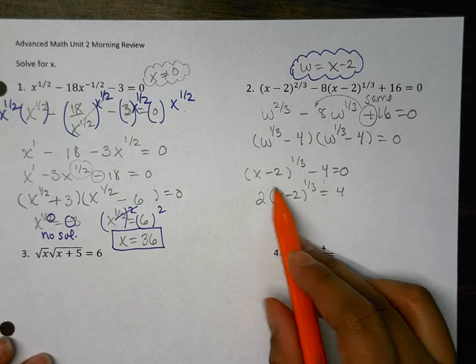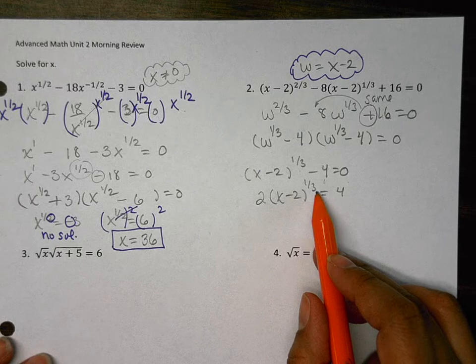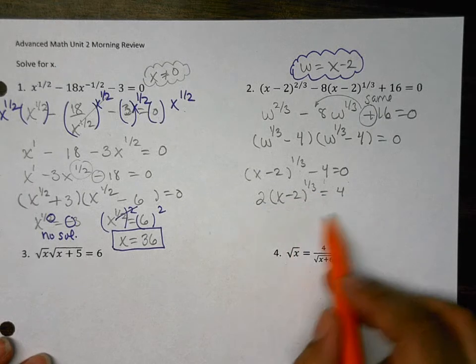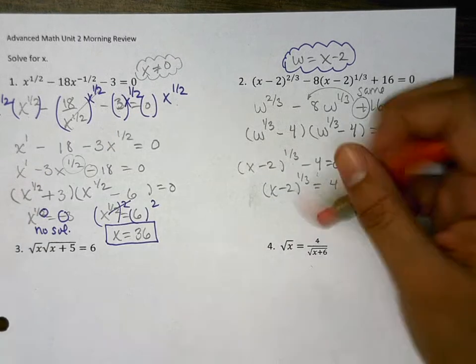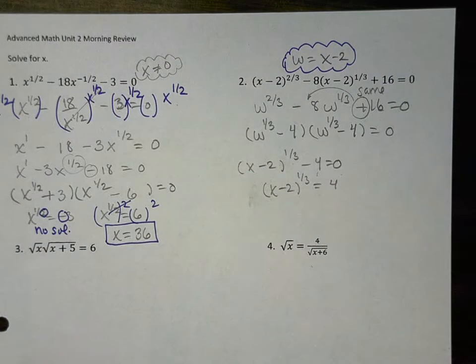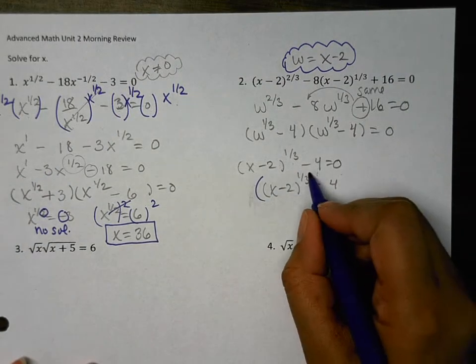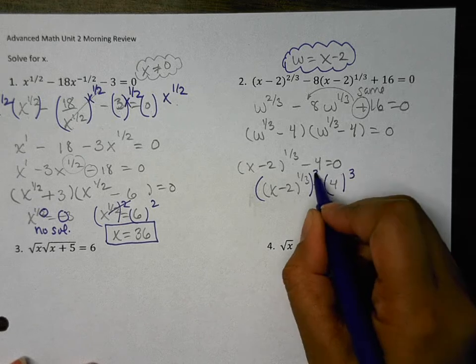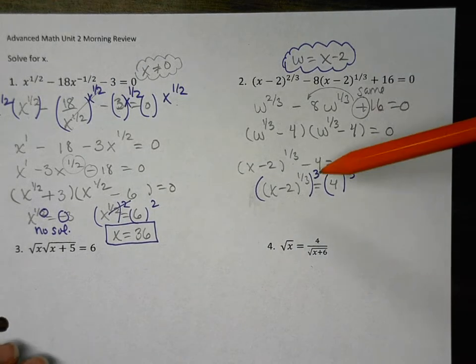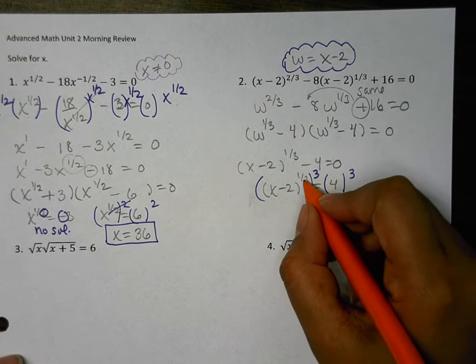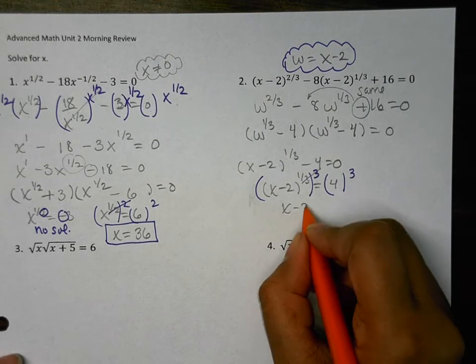And I do have one question for you. Let's just pretend, please do not write this down. If there was a 2 there, could I distribute the 2? What would I have to do with the 2? Divide it over to the other side. Okay, don't have to worry about it on this one. So what do I do to both sides next? Cube both sides. Do you guys all agree? W to the 3rd power, because 1/3 and 3 are reciprocals, and what happens when you multiply?